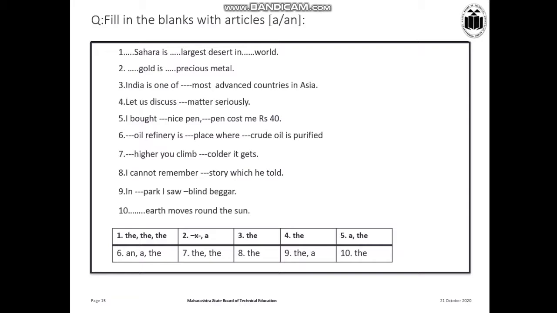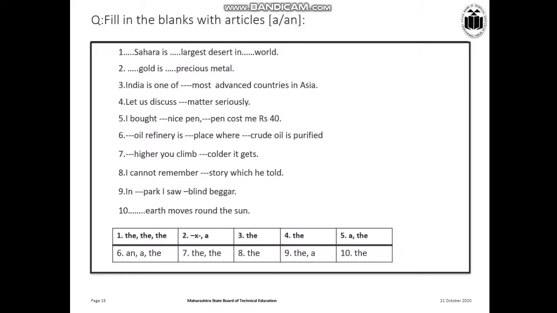The Sahara. In front of deserts, as we already discussed, we use the definite article the. Largest is a superlative adjective, so naturally, even in front of this, we should use the. And world is a unique one, isn't it? In front of unique objects, we use the. The Sahara is the largest desert in the world.